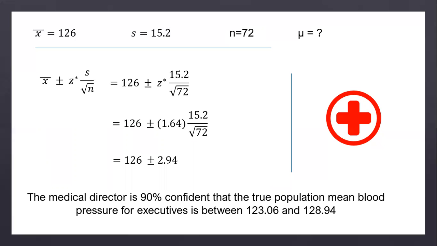Keep in mind, this does not say that 90% of the executives are somewhere in this range. It says the average is somewhere in this range.